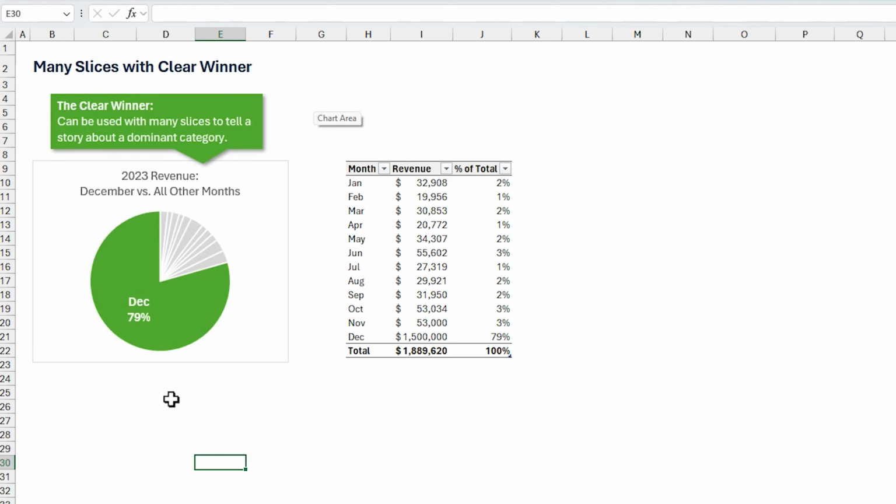So as you can see here, this is a little bit different data set where again, December makes up 79% of the sales, and we can see that here in the pie chart. All of the other slices are kind of irrelevant here. So I don't have labels for those. There's no real detail on those slices. The main story here is that December makes up the majority of sales. So that's the story you're trying to tell. You can use a pie chart in this scenario.